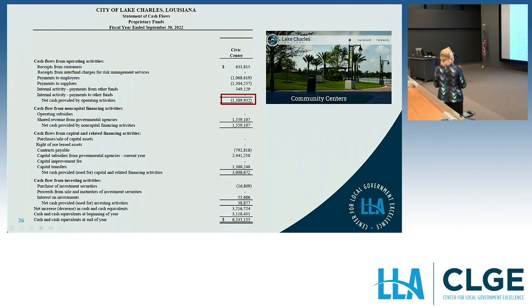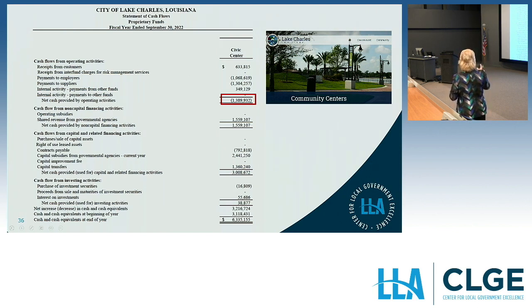So let's take a look. Who is this? This is still Lake Charles with their Civic Center, right? Yeah, here we go. So here's their cash flows, net cash provided by operating activities, the 1.3 million. This is going to get reconciled. Keep your eye on that number because I'm going to show you the other reconciliation that happens. And then they have their non-capital. You see where they get their operating subsidies from and their shared revenue? That was under the other category on the income statement, that 1.5 million.